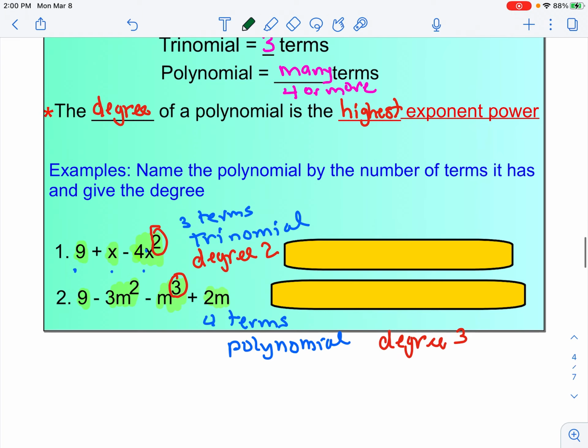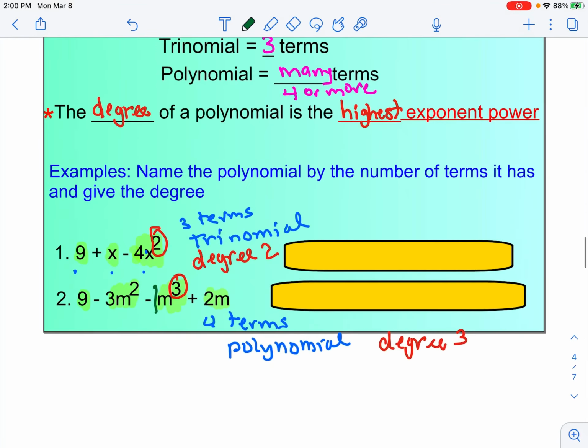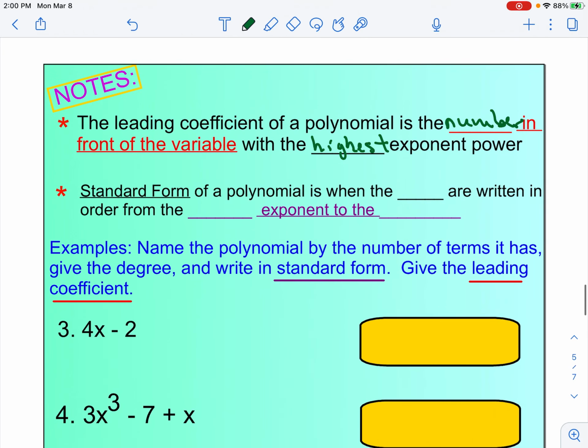So if we go back here, the highest exponent power in example number 2 is 3, and the leading coefficient is 1. In the first example, our leading coefficient would be 4. But actually, both of those are negatives, and you won't get that mixed up, because we pick out the leading coefficient when it's in standard form. Standard form of a polynomial is when the terms are written in order from the highest exponent power to the smallest exponent power. So when it's in the highest exponent power first, you're going to see the leading coefficient is in the lead.